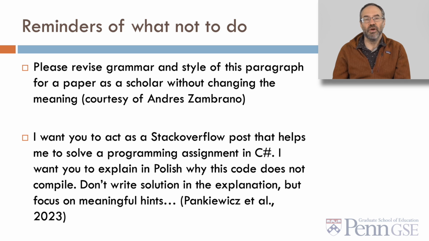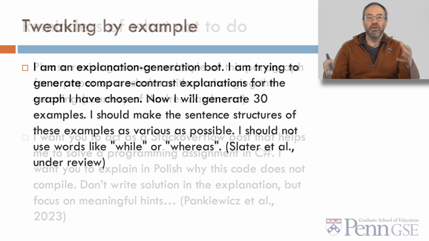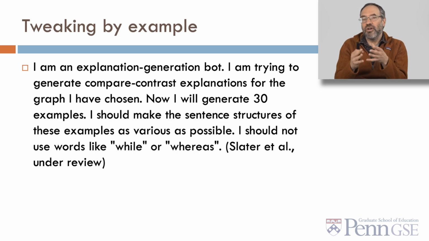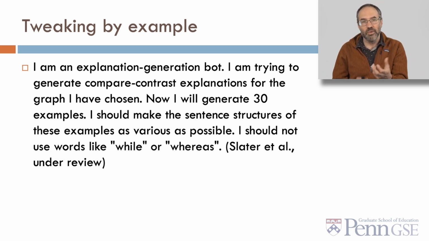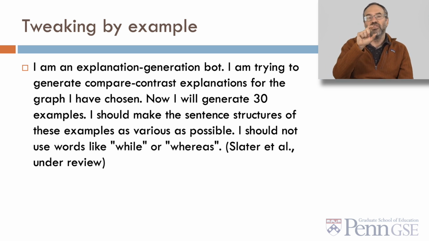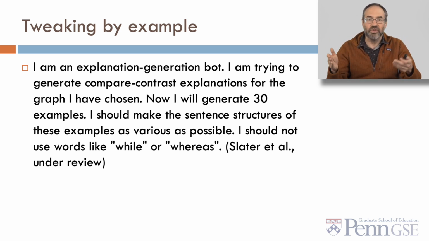Or in the second example by Pankowitz et al. 2023, don't write the solution in the explanation, but focus on meaningful hints. If you ask GPT to give feedback to a student and you don't tell it, don't write the solution, it will write the solution. Tweaking by example from Slater et al.: I should not use words like while or whereas. As I mentioned in the previous lecture, the system, when it was asked to provide explanations here, would actually give explanations that had very formal didactic language that students don't use. And simply saying use less formal language didn't really work, but giving examples of things that were undesirable did work. And specifically saying don't use words like while or whereas actually fixed the problem.